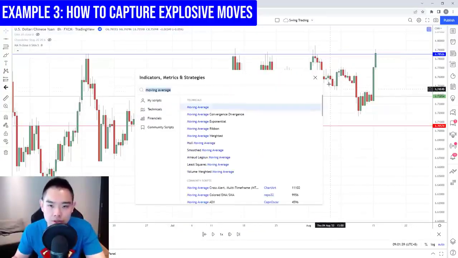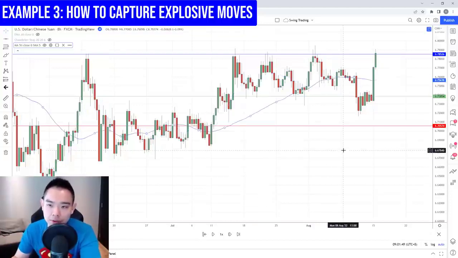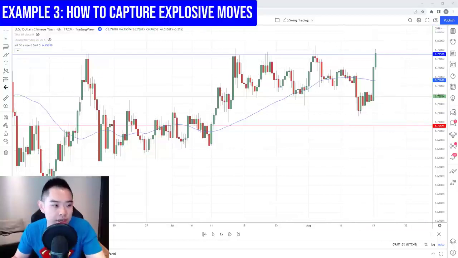Okay, this one comes up. Typically, if you want to trail your stop loss, and if you want to ride a medium-term trend, you can use a 50-period moving average and click OK. What you can see on this chart is this blue line. This is the 50-period moving average that I've inserted on the chart.